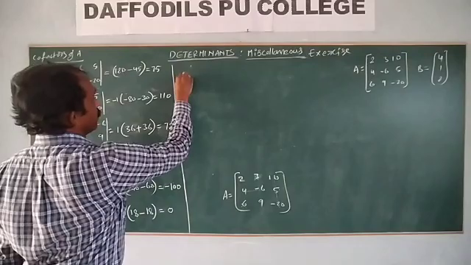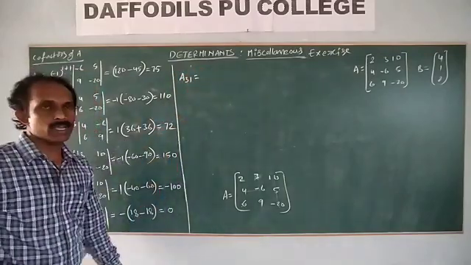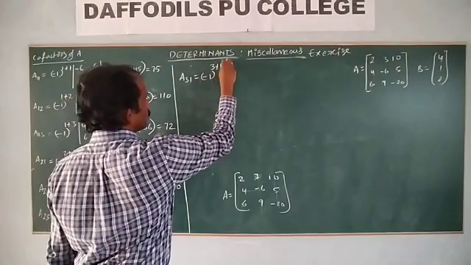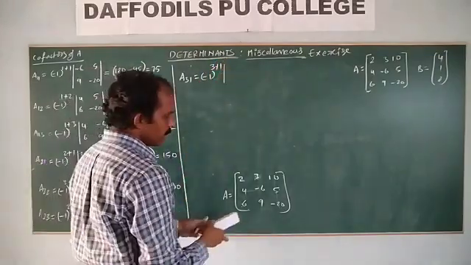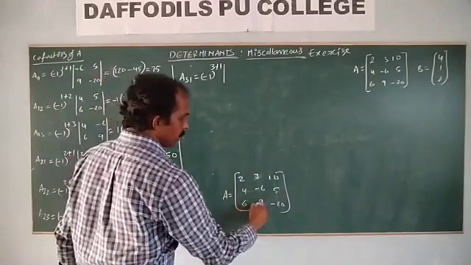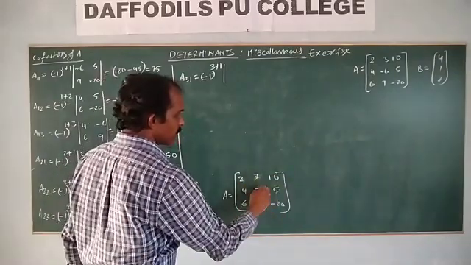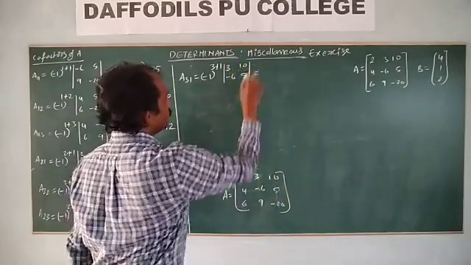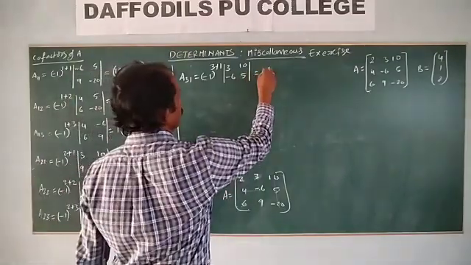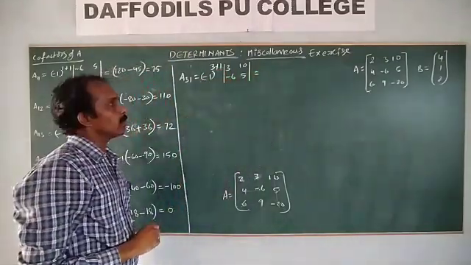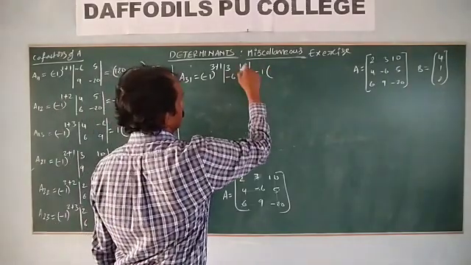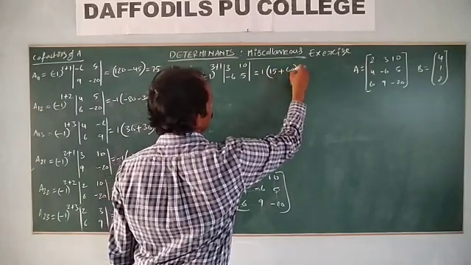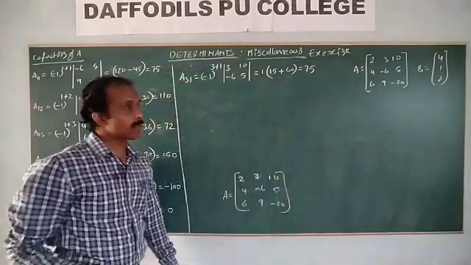Next one, A31. Minus 1 to the power of 3 plus 1 into its minor. Deleting this row and this column, leaving 3, 10, minus 6, 5. Minus 1 to the power of 3 plus 1 is even, so plus. 5 threes are 15, minus 6 times 10, minus minus 60 gives plus 60. This is equal to 75.